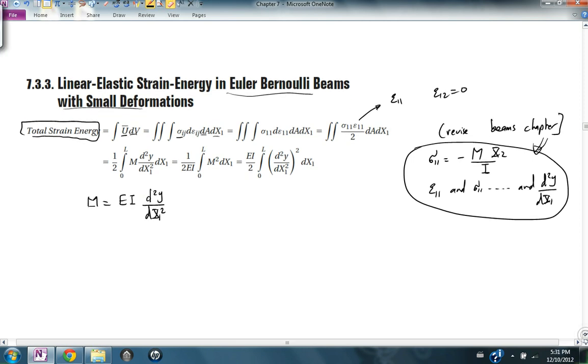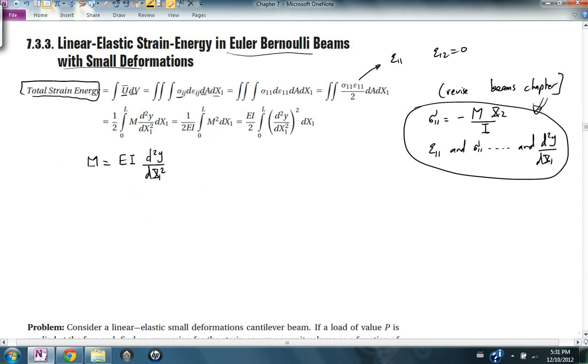One thing you need to realize is that the energy is always given as the integral of a measure of the stress, in this case the moment, and a measure of the strain, in this case the second derivative of y with respect to x1, which comes from sigma 1 and epsilon 1.